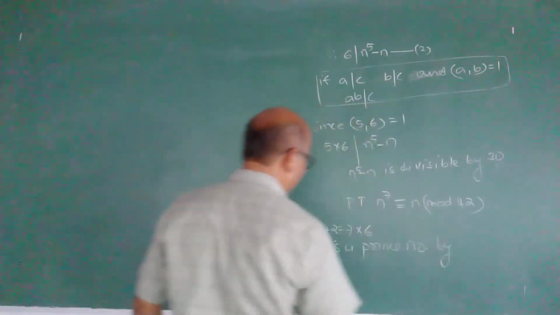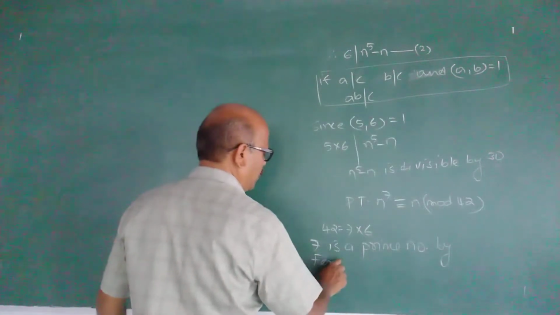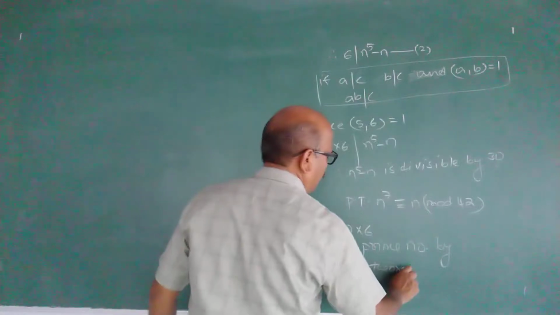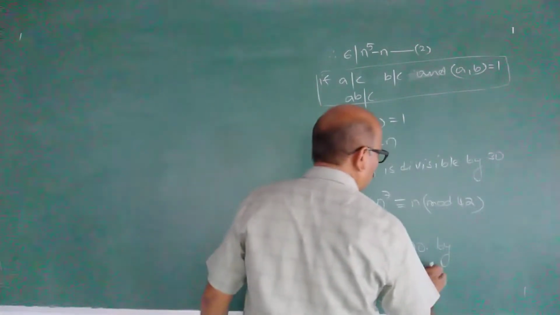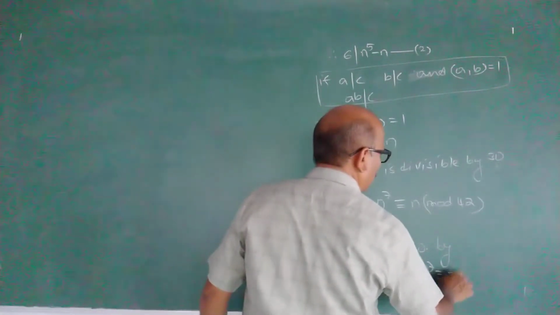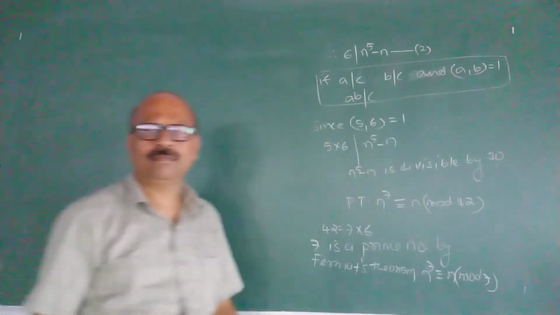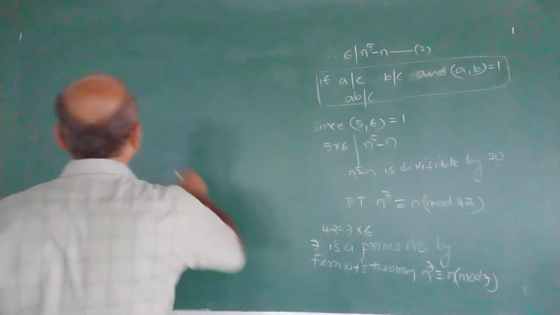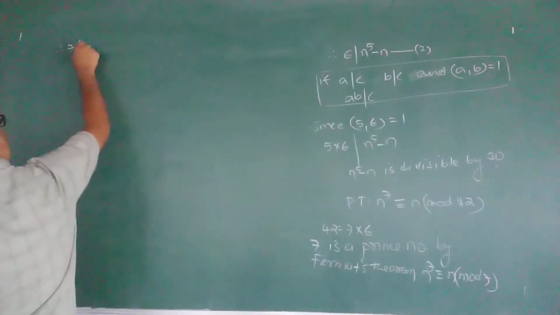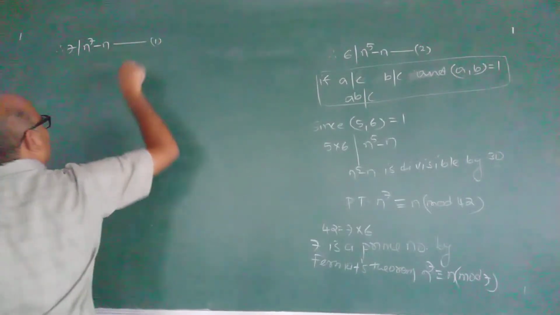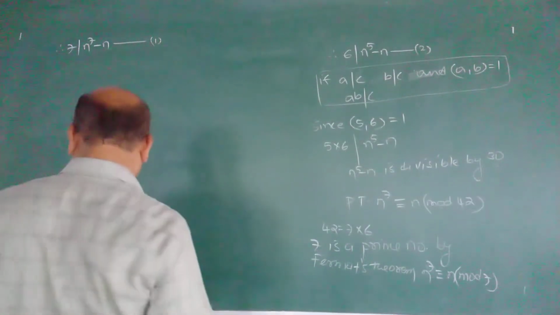By Fermat's theorem, n raised to 7 is congruent to n mod 7. This is Fermat's theorem. Therefore, 7 divides n raised to 7 minus n. Take this as 1.